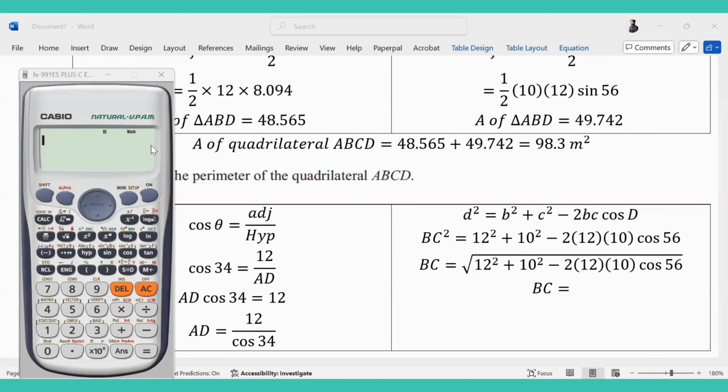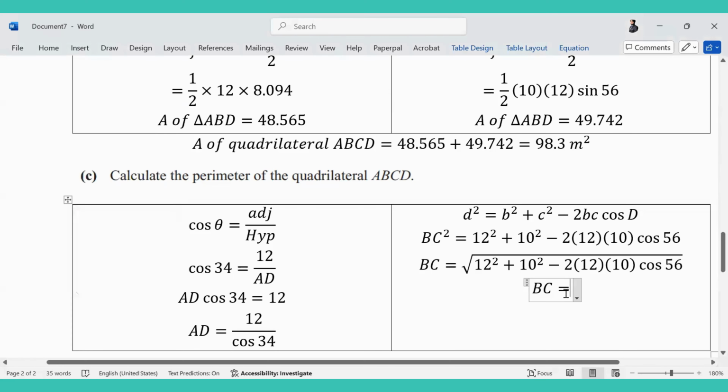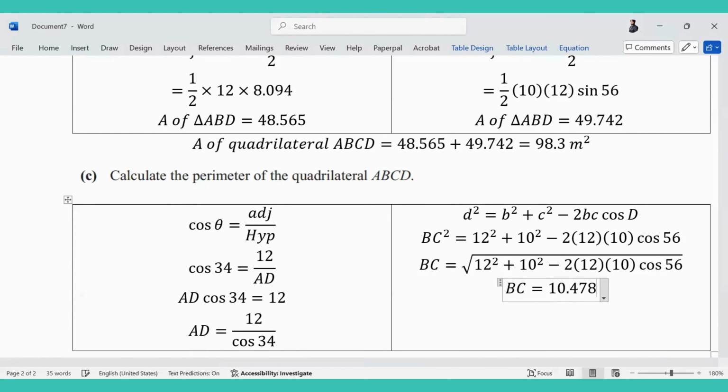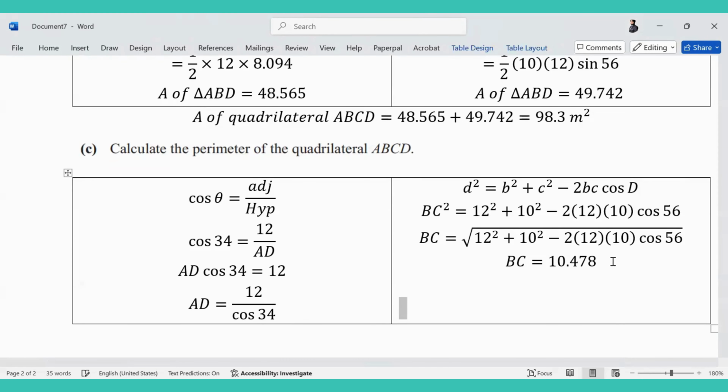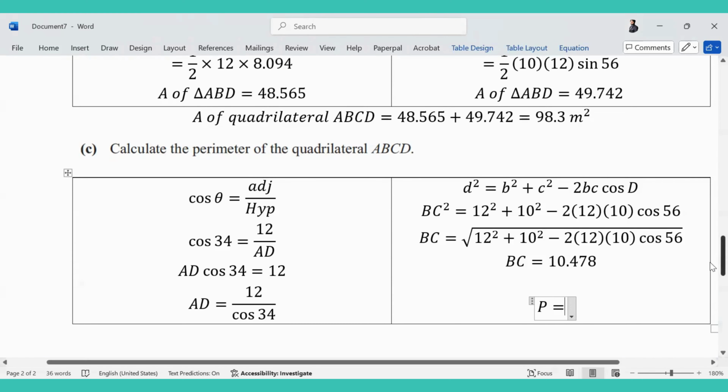So how can you put it in your calculator? Make sure you use appropriate brackets when needed. 12 squared plus 10 squared minus 2 into 12 into 10 cos of 56. Close the bracket, and your value of BC is 10.478. And for your perimeter, you will add all the lengths of the boundaries.